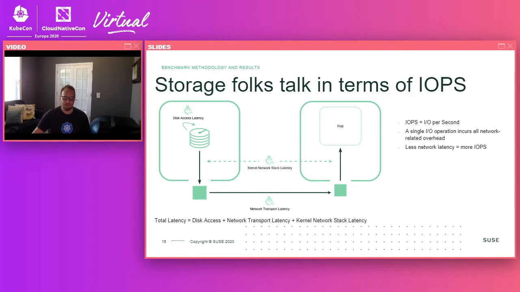Now, when we talk about the performance of storage systems, we like to measure things in terms of IOPS. Now, what's an IOP? Short for I/O per second. So a single I/O operation is going to incur all the overhead related to both the disk access latency and all those network-related overheads.